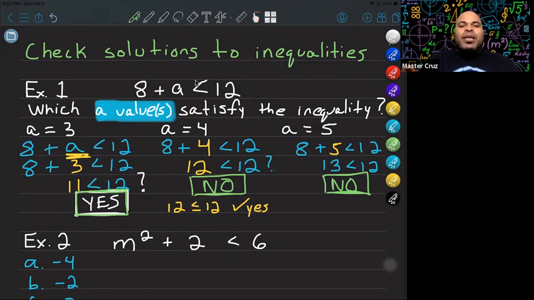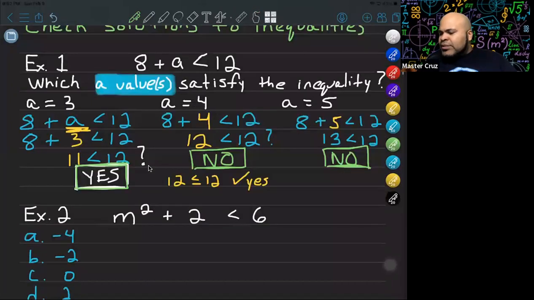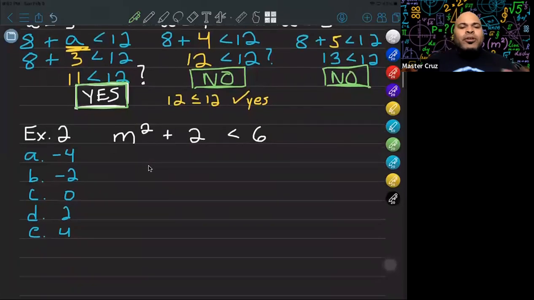The answer will be yes. So that's how you check if a value is a solution or not. Let's go to example 2. Example 2 is a little bit different.